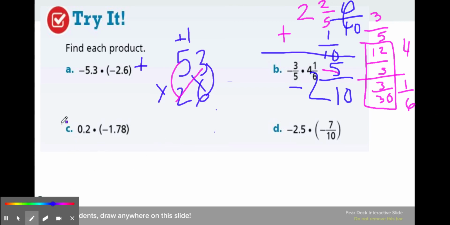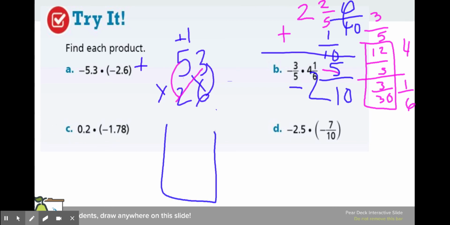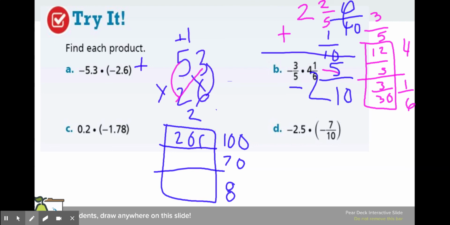All right, on this one, as promised, I'll do another area model. So again, I'm going to kick out my decimals. I'm going to pretend this is just a 2. I'm going to pretend this is just 178. So up here, I get 200, 140, and 16.